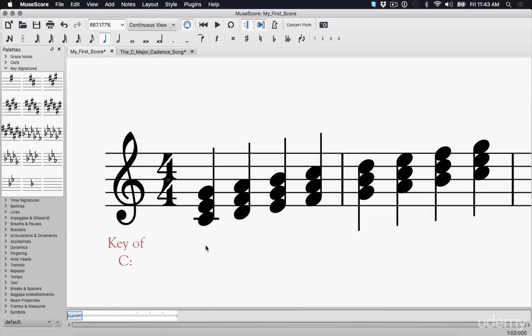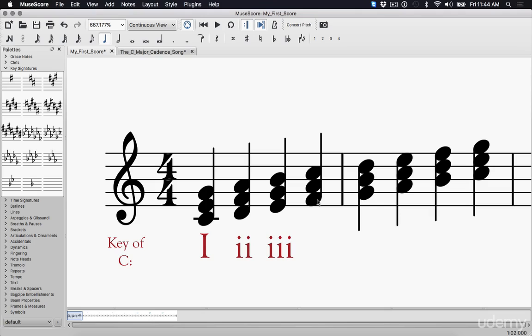So this first one, we're going to get the Roman numeral 1. It's going to be capital because it's major. Second one, we're going to use Roman numeral 2, and it's going to be lowercase because it's minor. Third one, this is Roman numeral 3, and it's going to be lowercase because it's minor.